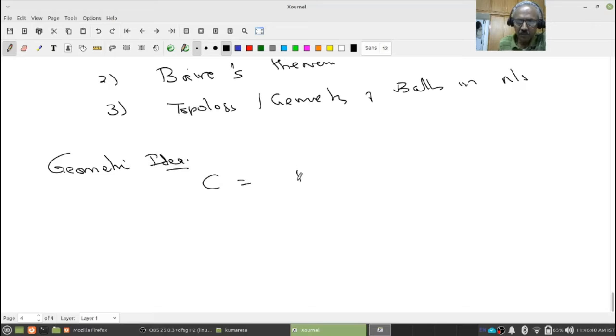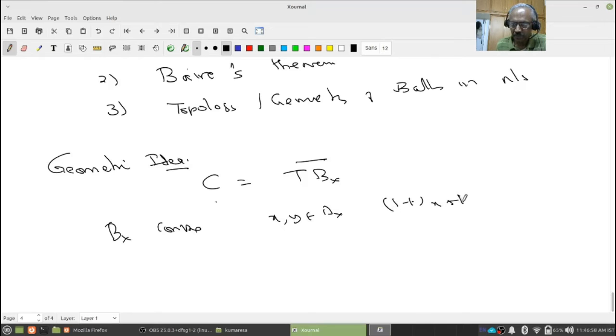Let C equal the closure of T(B_X). We want to show what the geometric properties are. Notice that B_X is convex. That means whenever x and y are in B_X, (1 - t)x + ty is in B_X for 0 ≤ t ≤ 1.